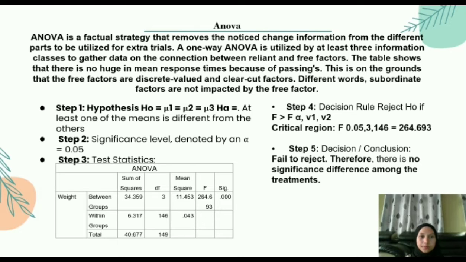Step 1, hypothesis H0: alpha 1, alpha 2, alpha 3 are equal. HA: at least one of the means is different from the others. Step 2 is the significance level, denoted by alpha 0.05. Step 3 is the test statistic. Step 4 is the decision rule: reject H0 if the critical region F0.05, 3146 equals 64.693. And the last step, step 5, is the decision or conclusion. Fail to reject, therefore there is no significant difference among the treatments.